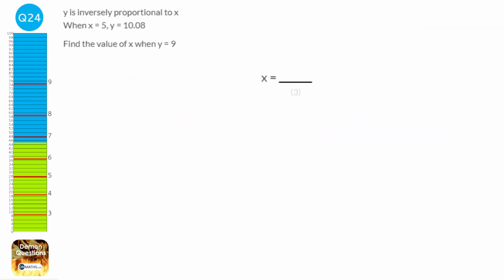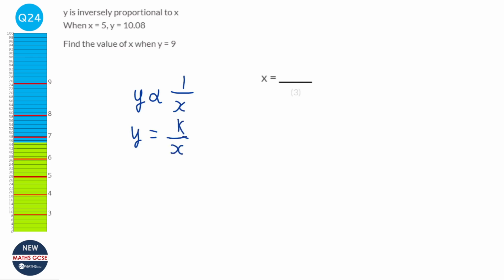Y is inversely proportional to x means that y is proportional to 1 over x. And I'm going to change that for an equal sign by timesing the right hand side by k, and k represents our constant. And we're told that when x is 5, y is 10.8. So I'm going to substitute those in to be able to find out what k is going to be. So it'll be k over 5.